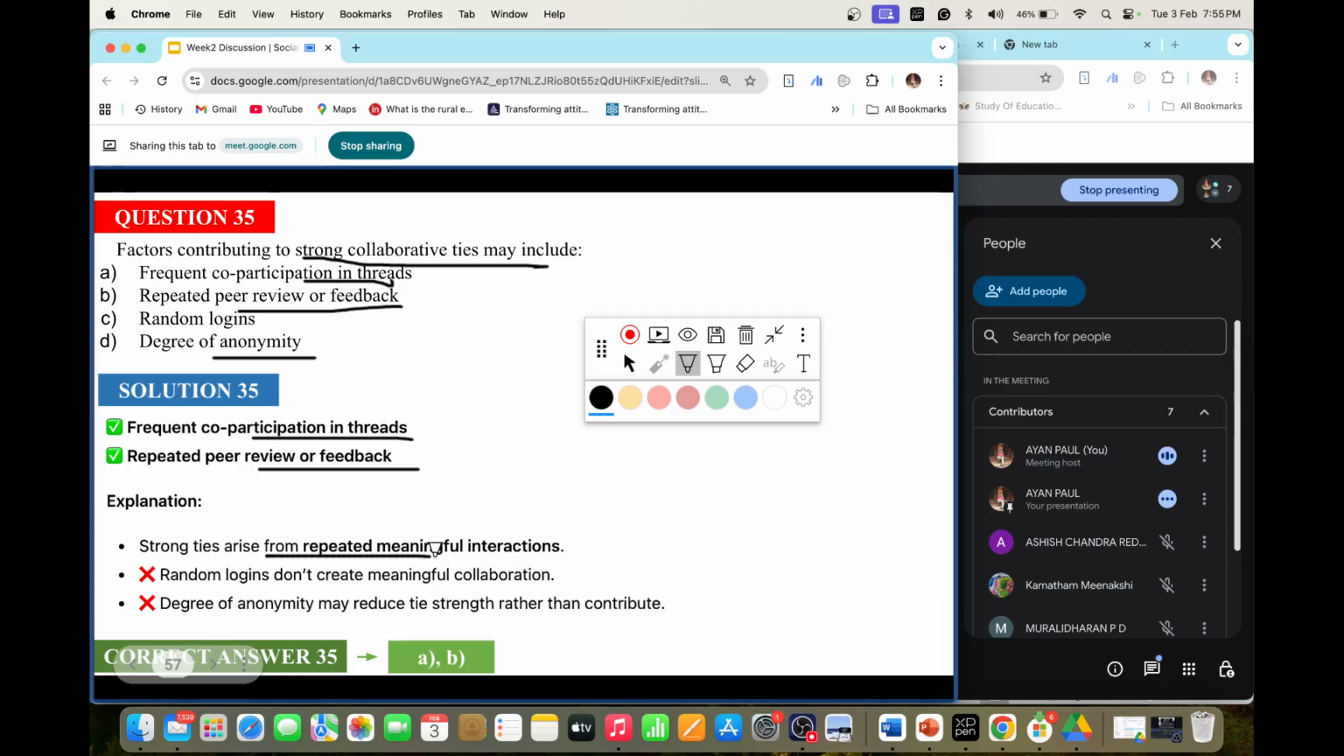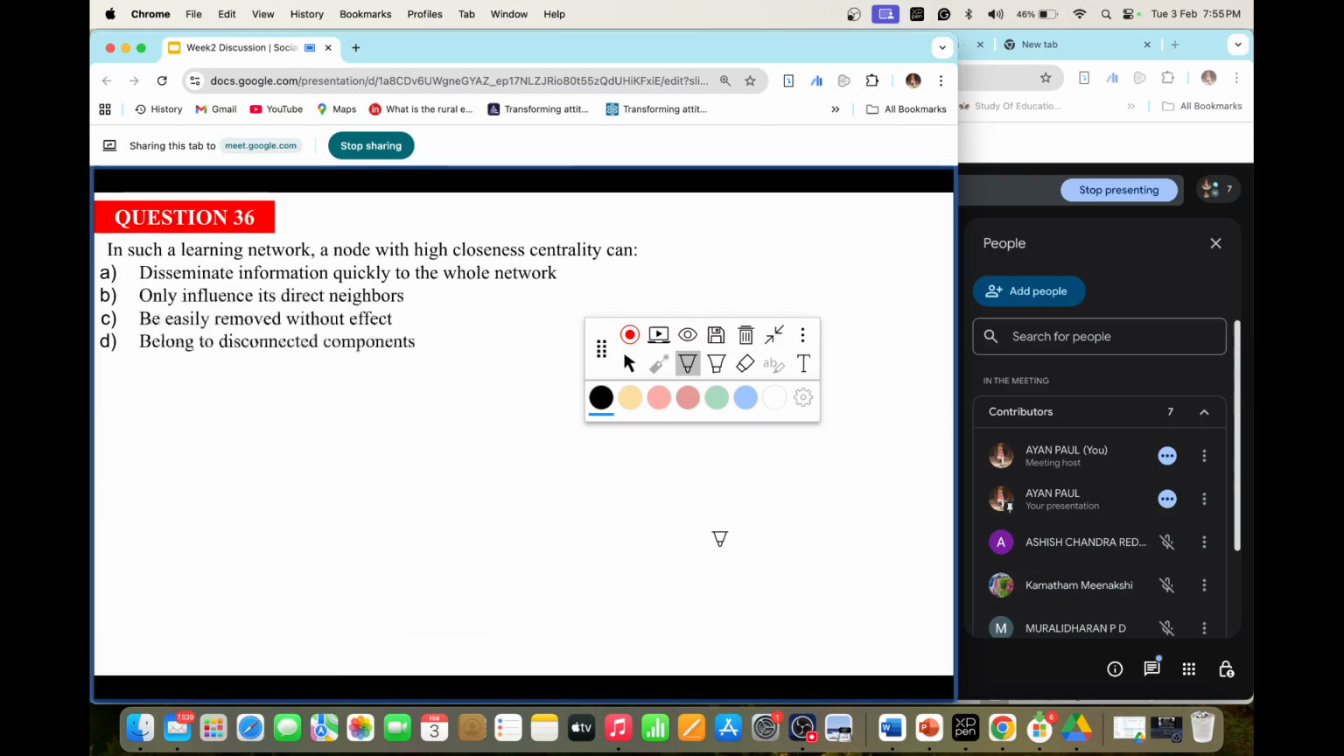Strong ties arise from repeated meaningful interaction. Random logins don't create meaningful collaboration. Degree of anonymity may reduce tie strength rather than contribute to it. So option A as well as option B. And let's move on to the last question.